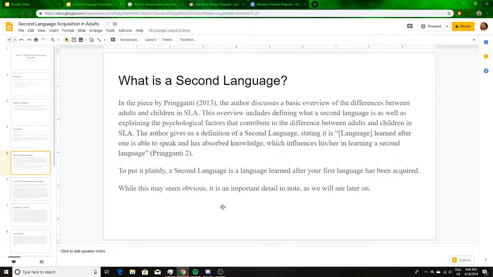So the first question I want to answer is, what is a second language? To put it the most plainly, as Pringanti says in their piece, which is a basic overview of the differences between adults and children in SLA, a second language is a language that you learn after your first language has been acquired, which makes sense in the name. And while that may seem obvious, it is an important detail to note, as we will see later on.